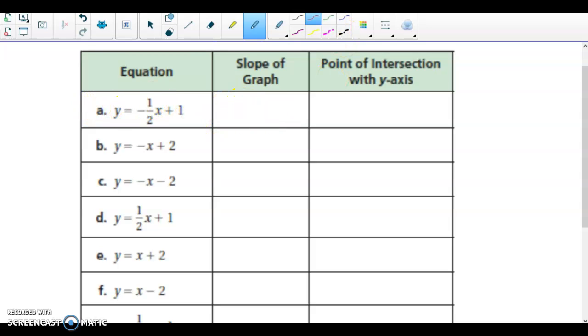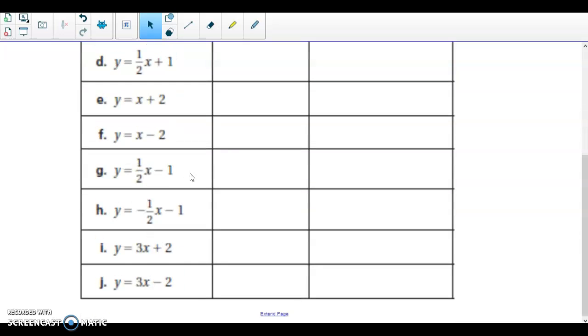Go ahead and copy this down in your notebook. Push pause and copy it down, and then I will move on here in just a second. Okay, now that you've got that part down, there's a little bit more you need to copy down, so push pause and copy the rest of these down.